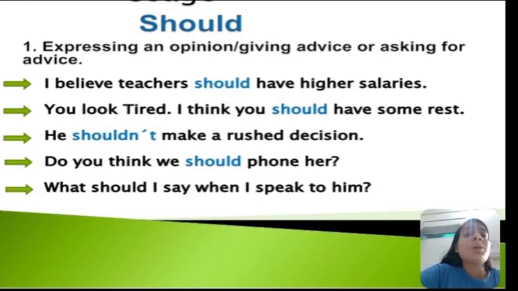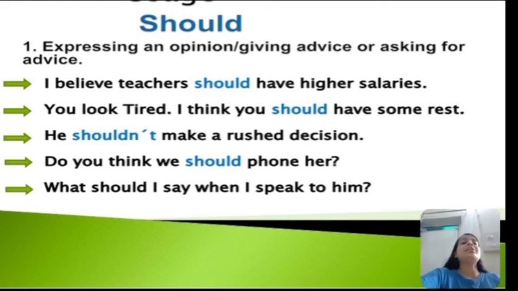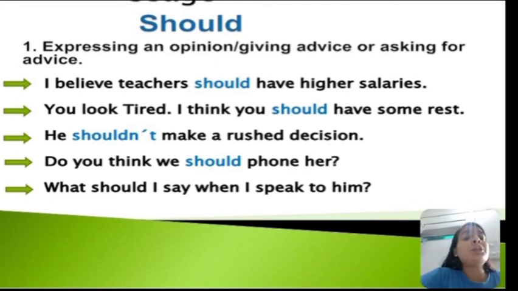Yes, the next modal verb is should. Should is used to express an opinion, to give advice, or to ask for advice. Like, I believe teachers should have higher salaries. Here the sentence expresses your opinion. You look tired. I think you should have some rest. He shouldn't make a rushed decision. Do you think we should phone her? What should I say when I speak to him? So in all these examples, should is used to express an opinion, give advice, or ask for advice.